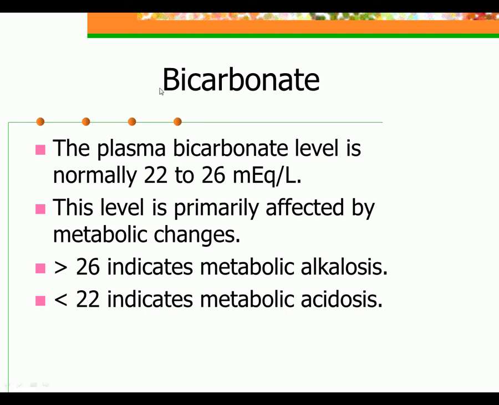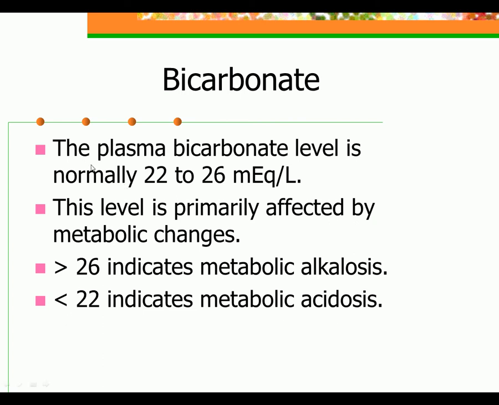22 to 26. This level is primarily affected by metabolic changes, kidney. Now, this is the base part. Remember, base, base, base. Okay? So if I have an increase in bases, which is 22 to 26 is normal, and I have more base, think about your scales. They're going to go to the base part and become more alkalinic. So greater than 26, that means I went to those scales and I put more base on that side. On the base side, they went down. I'm in metabolic alkalosis. If I went to those scales where the base is, and I started taking it off, it would tilt the other way, indicating metabolic acidosis.